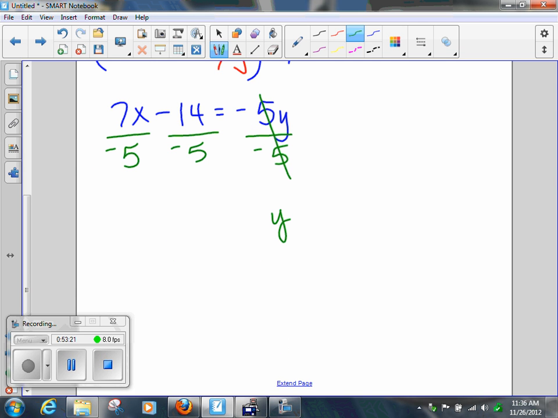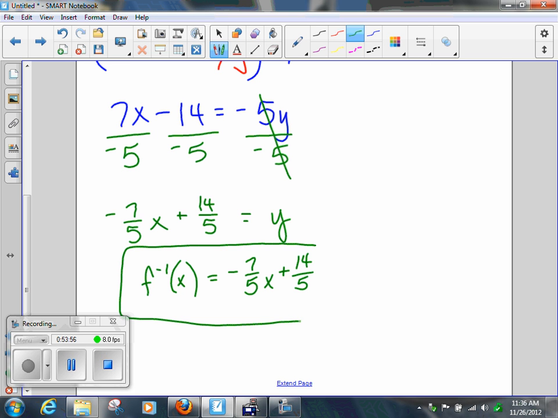That's going to give me what coefficient of x? Negative 7/5. What's negative 14 divided by negative 5? Positive 14/5. Right on. And my inverse, everybody with me, yes or no? Y'all cool? My inverse, f to the negative 1, is negative 7/5 x plus 14/5. I am totally okay with that.